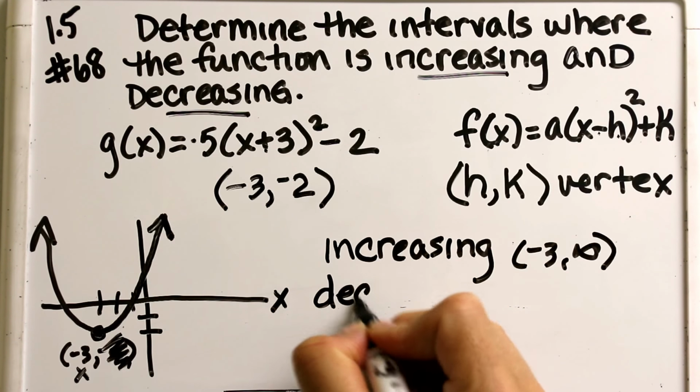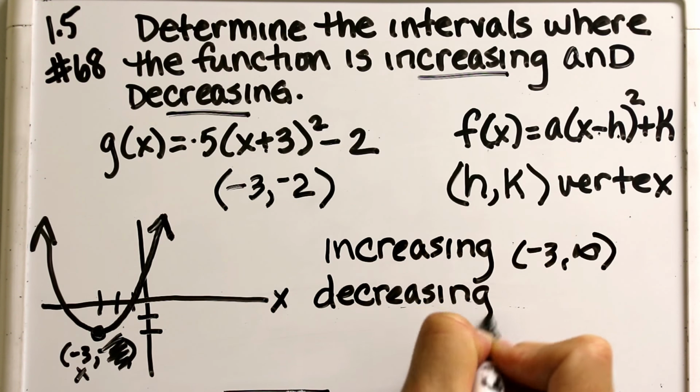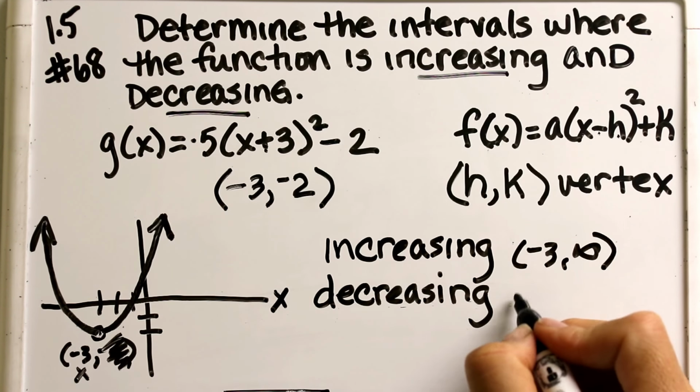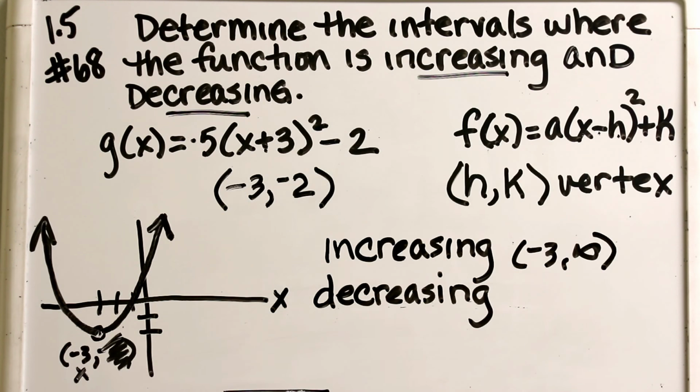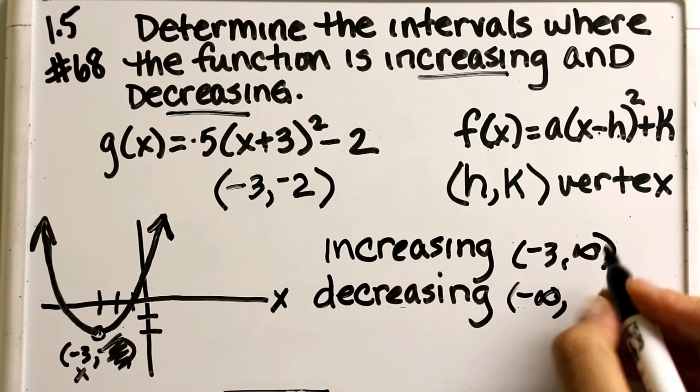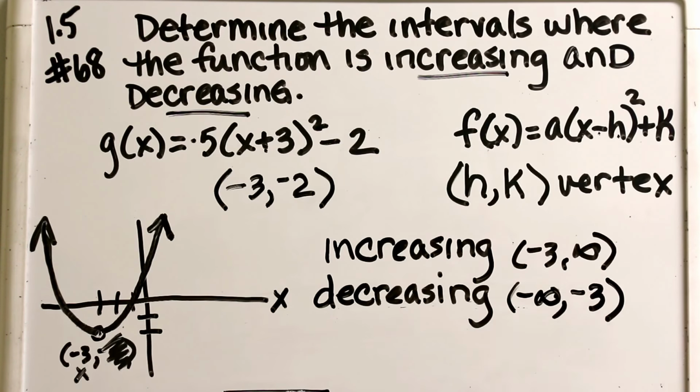Now let's talk about where it's decreasing. We read a graph like a book from the left to the right. So we can see here our graph is decreasing. And this graph started all the way up and out to our left. So it's coming from infinity and it decreases until we get to -3. Remember, we are only using your x coordinates. So it is decreasing from -infinity to -3.